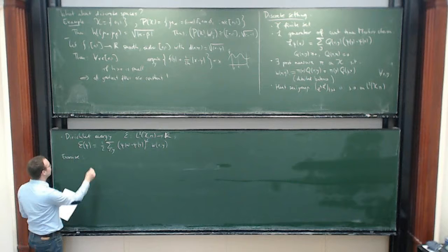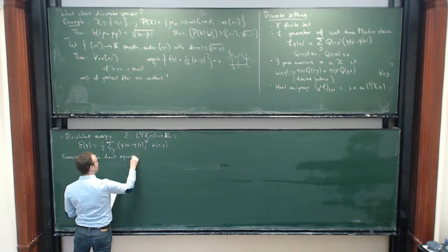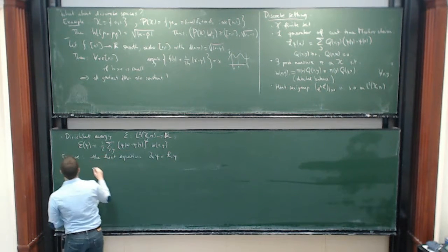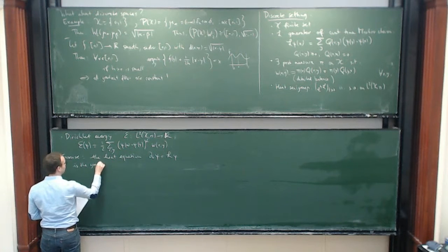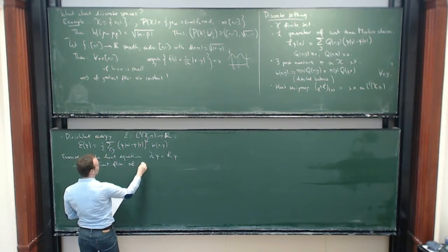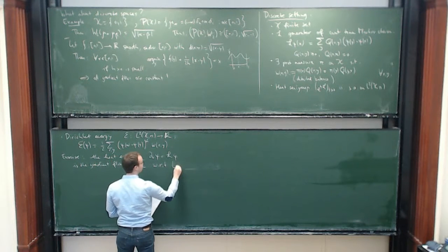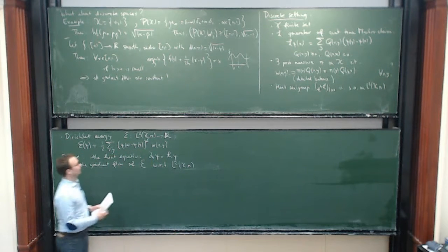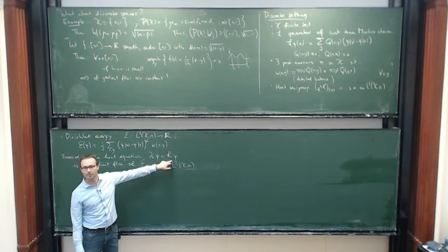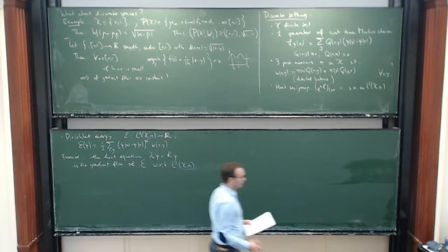Then what you can easily show, maybe as an exercise, is that the discrete heat equation, d_t psi equals L psi, is the gradient flow of this functional with respect to the L2 distance. In other words, if I compute the L2 gradient of this Dirichlet energy, what I get is minus L of psi. But we are interested in gradient flows of the entropy.